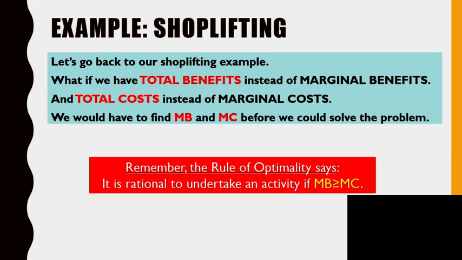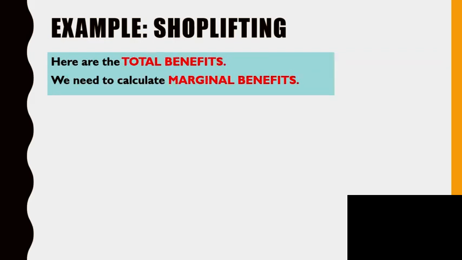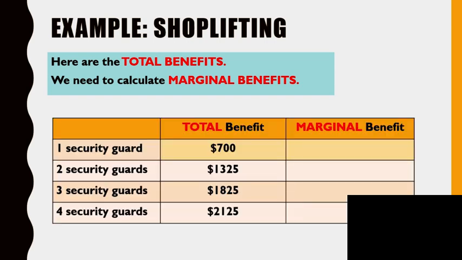Now remember the rule of optimality. I'm going to beat this to death because people just forget this. It says that it's rational to undertake an activity if marginal benefits are greater than marginal costs. If you don't know marginal benefits and marginal costs, you can't apply the rule of optimality. It doesn't apply to total benefits and total costs because that's not thinking marginally. So let's start with total benefits, where I give you the total and we need to calculate marginal benefits. You're going to see how easy this is.